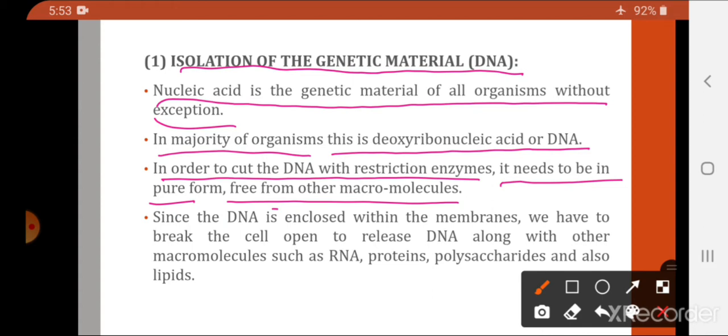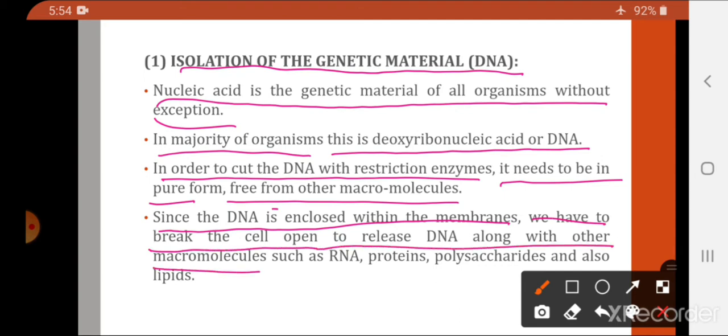So for that, students, since the DNA is enclosed within the membranes, we have to break the cell open to release the DNA along with the other macromolecules such as RNA, proteins, polysaccharides and also lipids. Now the DNA is inside the membrane, inside the nucleus of the cell. So we will have to break the cell membrane and the nuclear membrane.